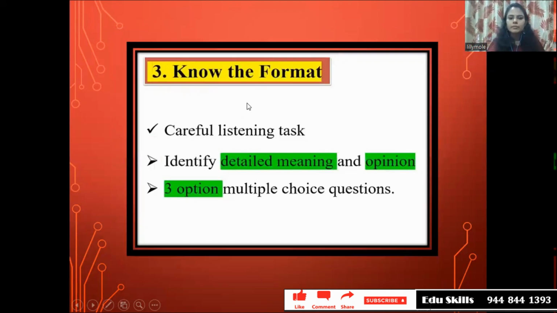Then know the format. So listen to the task carefully. Then identify the detailed meaning and opinion. There will be three options. These are multiple choice questions. Then choose the correct answer from these three options.